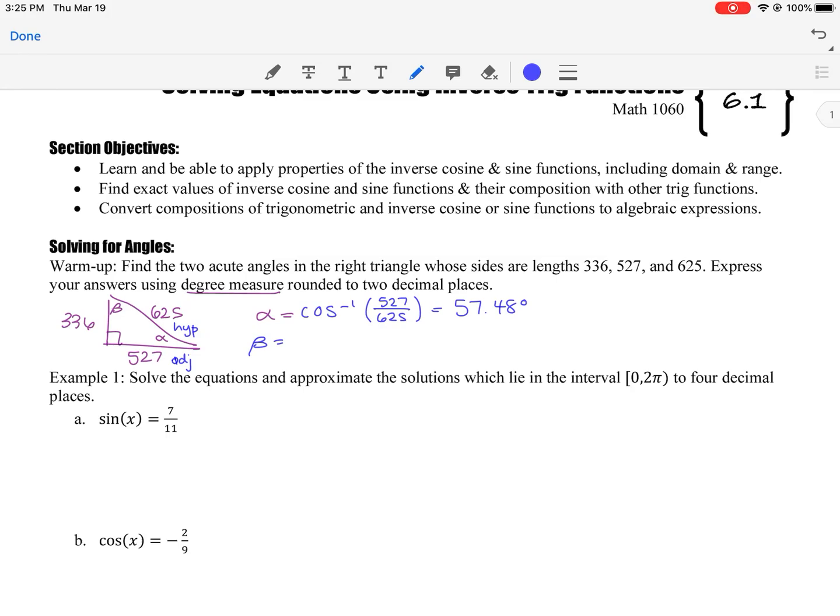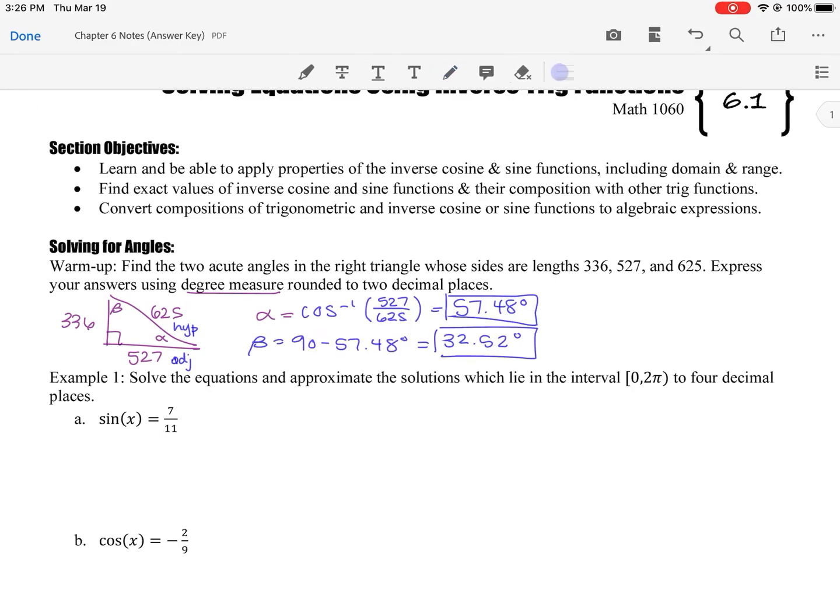To find beta, you can do a similar thing and use another trig function, although it actually is probably easier just to say, okay, well, if I've got a 90 degree and the angles in a triangle add up to 180, 180 minus 90 is 90. So if I just take 90 and subtract this 57.48, I'll end up with the other angle, which is 32.52 degrees. All right, that gets us in the right mindset.